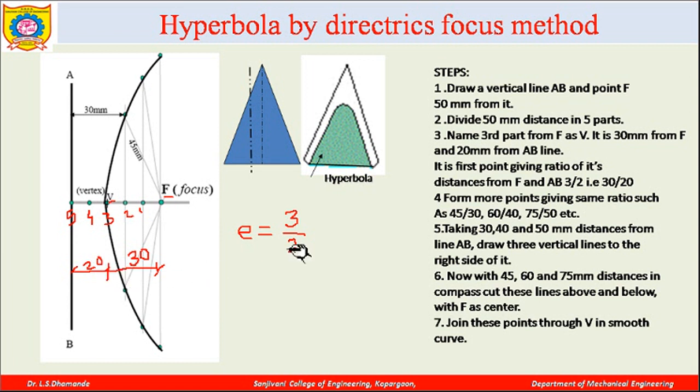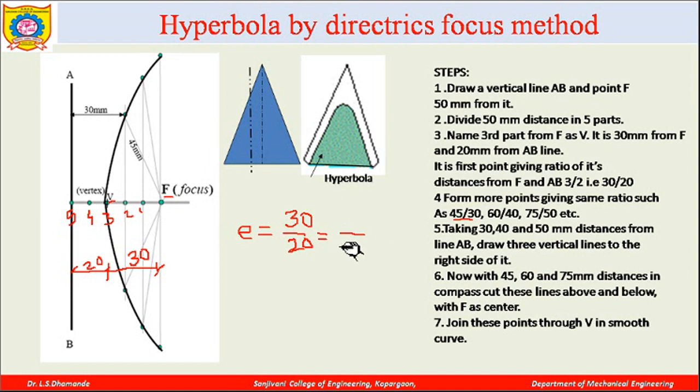It is the first point, which gives us the ratio of distances from F and AB of this point V. So it will be 30 by 20. You have to form a few more points giving the same ratio, such as 45 by 30. If I take half of this, suppose I make it 20 and I make it 30, I have to maintain the same ratio, and I will write the next fraction by adding half of this into it.